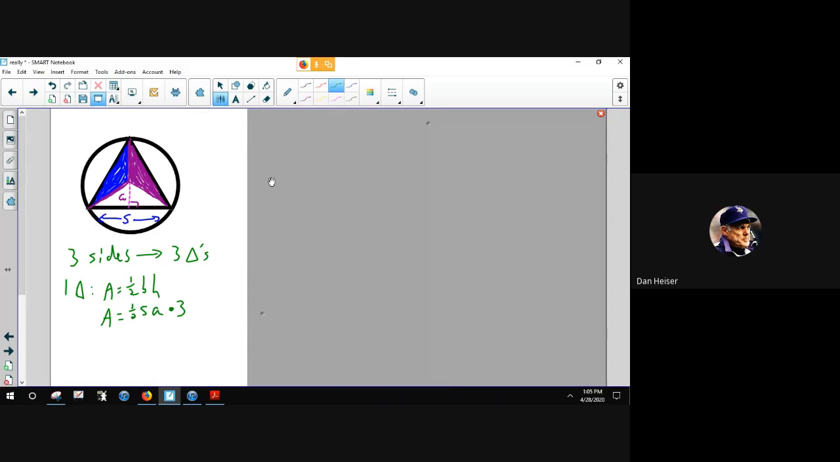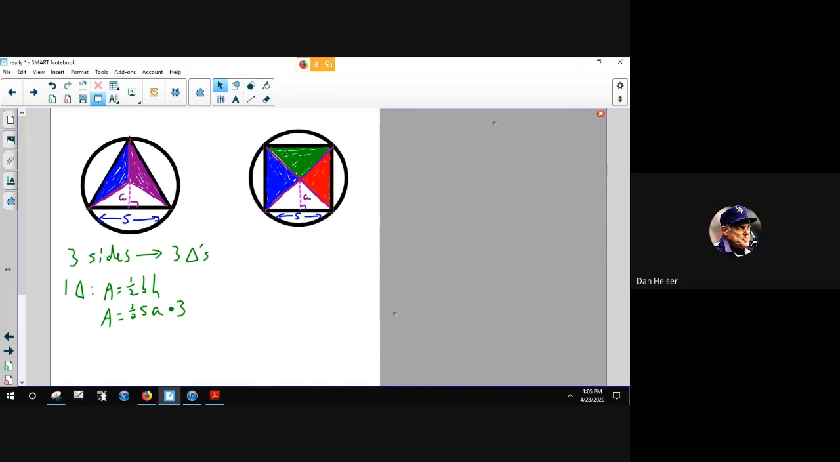They all have the same radius. They all have the same apothem. The apothem is the height of each triangle. We know that this length is equal to this length is equal to this length because all the sides are the same. That's part of the definition of a regular polygon. So I have 1/2 SA times 3. And we are going somewhere with this, so we'll come back to this shortly. We're going to try to establish a pattern of things here.